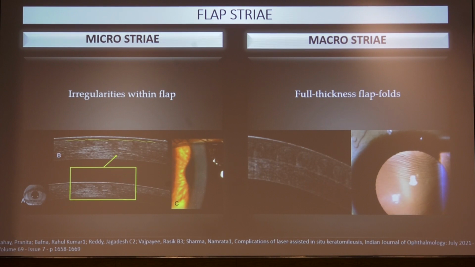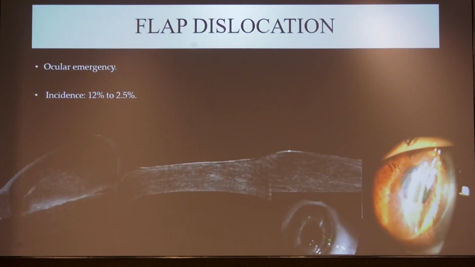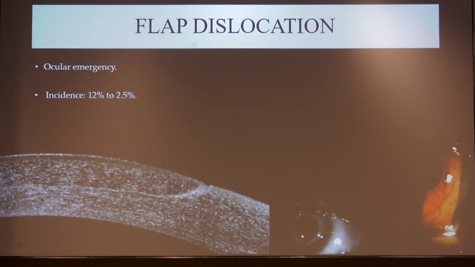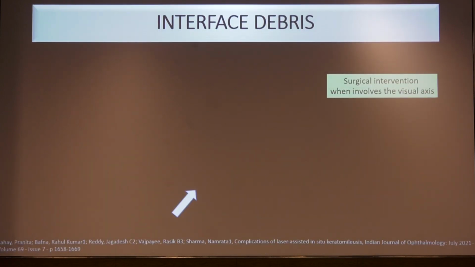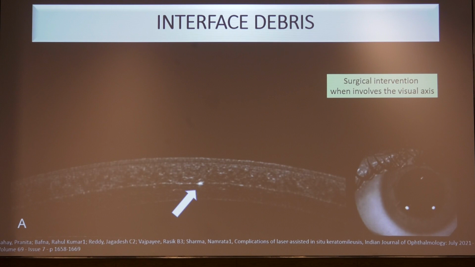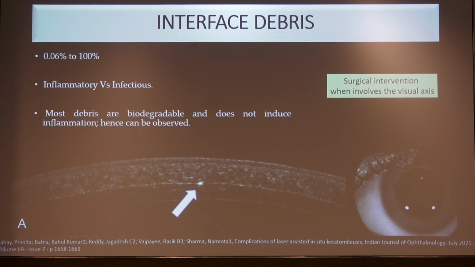ASOCT helps you to differentiate a microstriae from a macrostriae. In the microstriae, the irregularities are within the flap, but in the macrostriae you can see a full thickness flap fold. This is an ASOCT image showing a flap that is folded onto itself, and this is the post-op imaging of the same. This is another ASOCT image showing a hyperreflective dot in the interface, which is suggestive of interface debris. Most of them are biodegradable and do not induce any inflammation, so they can be observed.